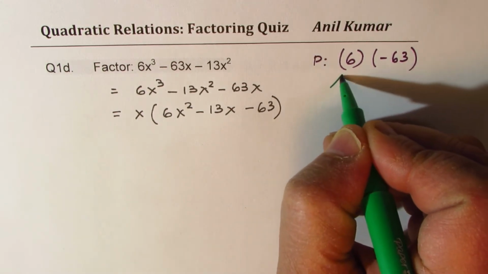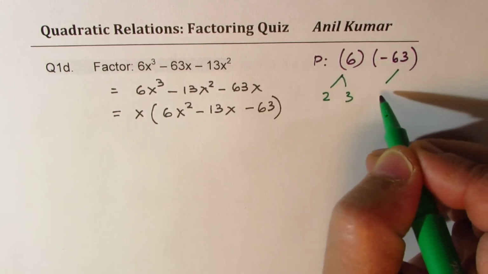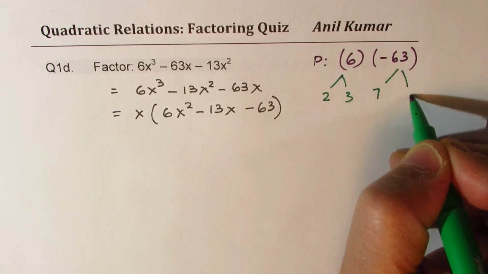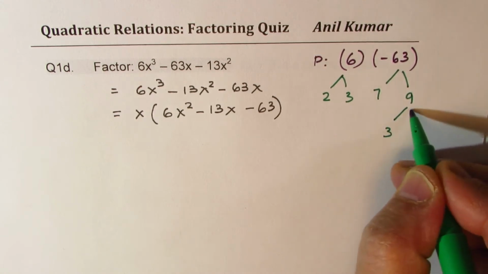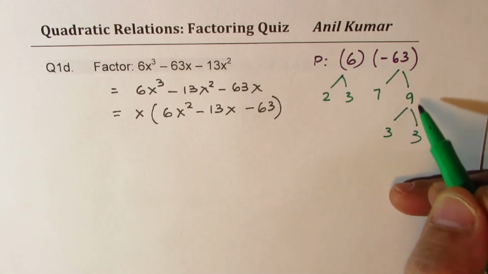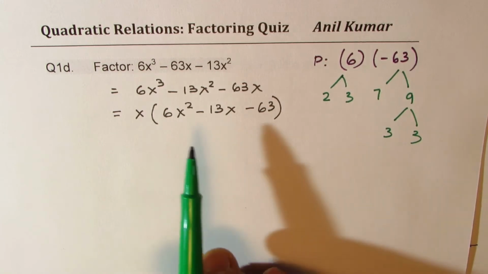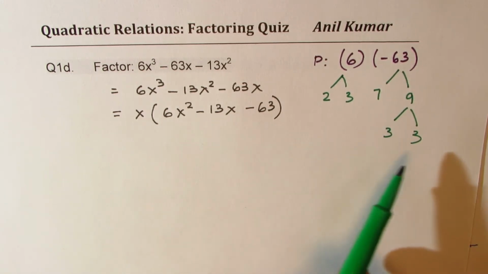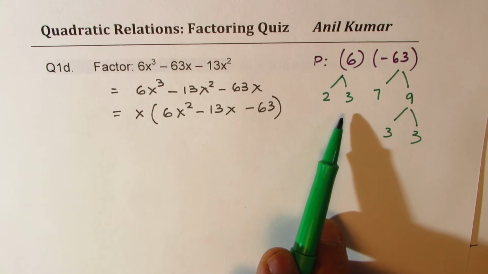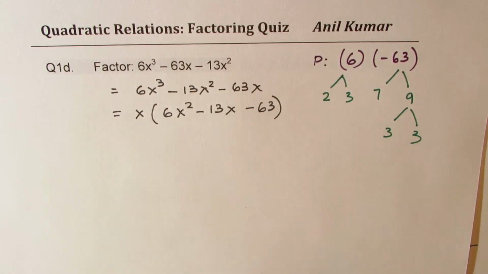So the idea here is to factor them individually. So 6 is 2 times 3, 63 is 7 times 9, 9 could be written as 3 times 3, correct? So we got prime factors of these numbers. When you multiply them, you'll definitely get 6 times 63. We need sum of negative 13. That means bigger number should be negative. So we have to make combination of these prime numbers so that we get minus 13 as the sum. How could you do it? Well, let's try.